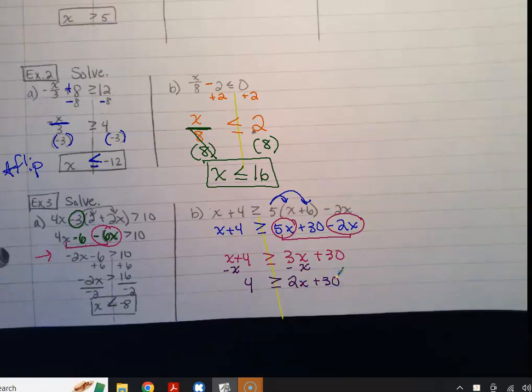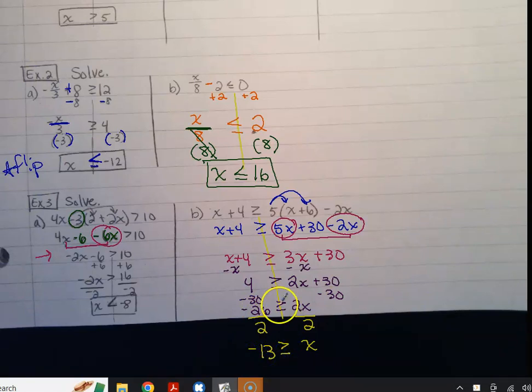Okay, somebody else besides these gentlemen. They've been saying a lot of the steps. Cameron. Subtract 30. Okay, Olivia said subtract 30. So 4 minus 30 is negative 26 is greater than or equal to 2x. Divide by 2. Negative 26 divided by 2, negative 13 is greater than or equal to x.